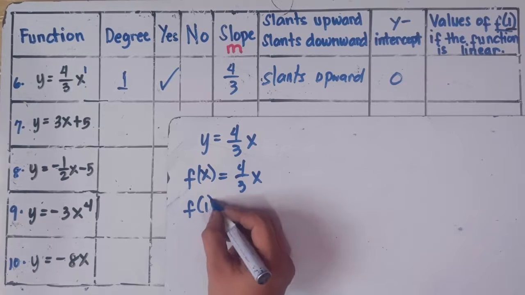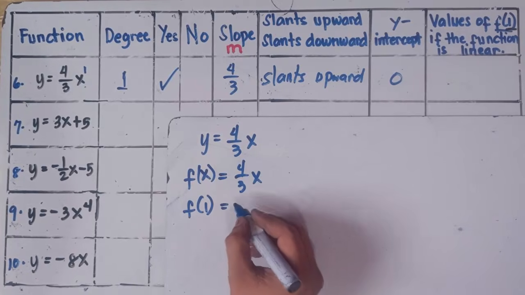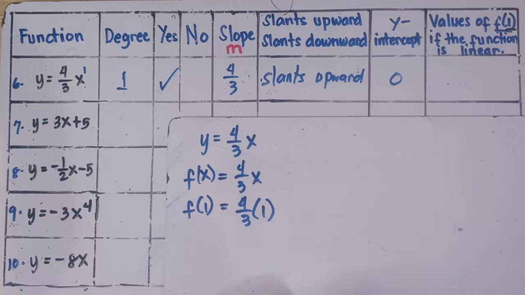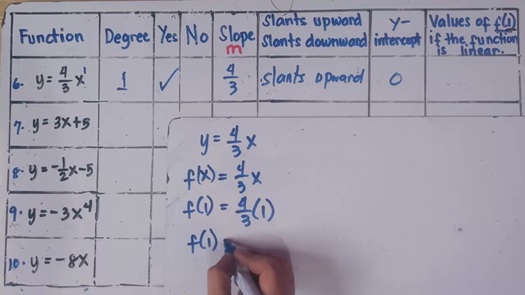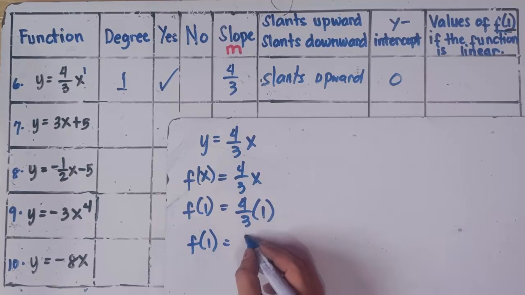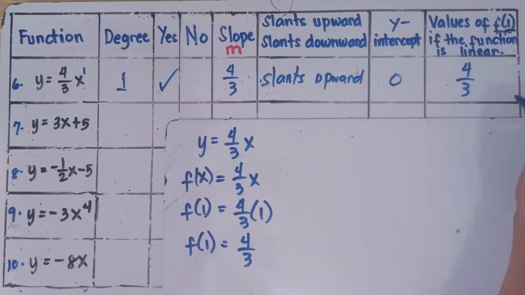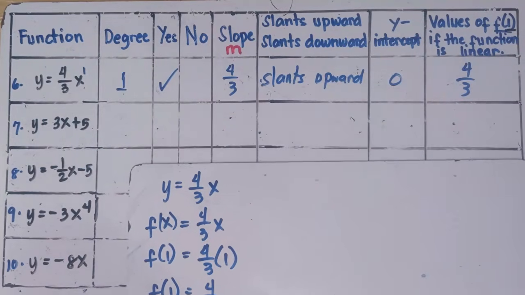So f of 1, the value of x, that would be positive 1. Equals 4 over 3 times the x value, that would be positive 1. So f sub 1 equals 4 over 3 times 1, that would be 4 over 3. Simply copy 4 over 3. That's the answer, class.